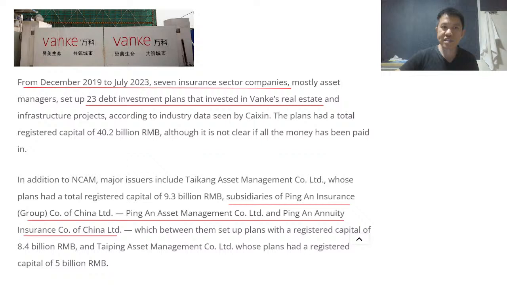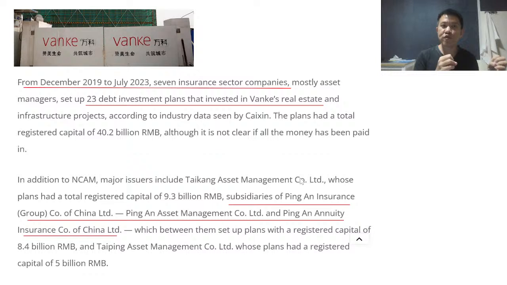So will it survive? It is a question mark. So what happened for Wanke is that from 2019 to 2023, seven insurance sector companies set up 23 debt investment plans to invest in Wanke's real estate to save it, to prop it up. So this includes Ping An Insurance Group, Ping An Asset Management, and Ping An Annuity Insurance. So you understand that I shared the data with you.